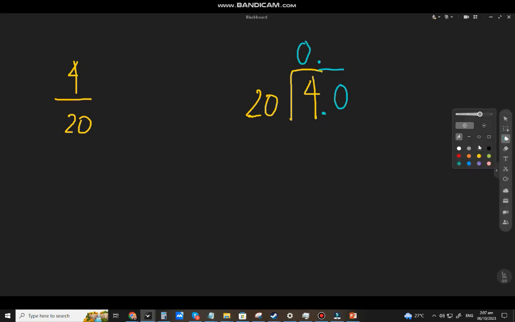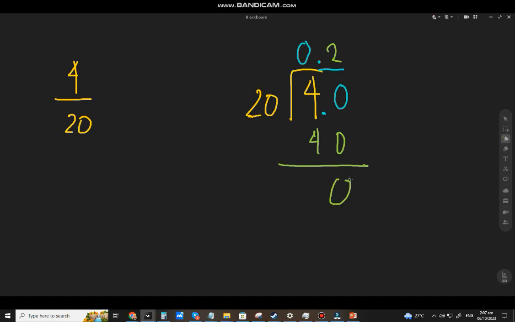So now we know that 40 divided by 20 is 2, right? So 2 times 20, that will be 40. 40 minus 40 is 0. We don't have a remainder, so this is already the answer. So 4 over 20 is 0.2. That's already the final answer.